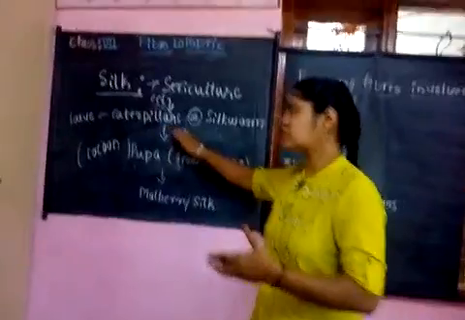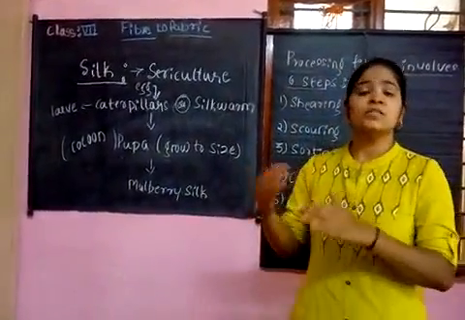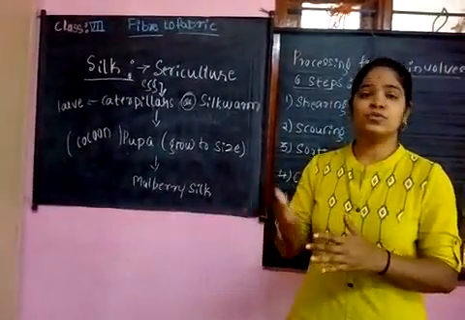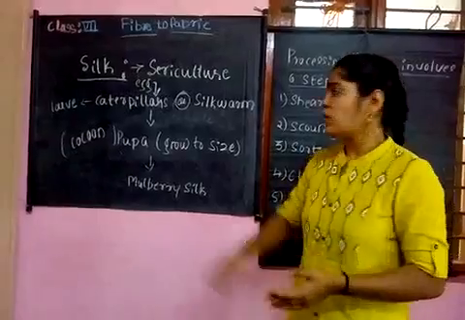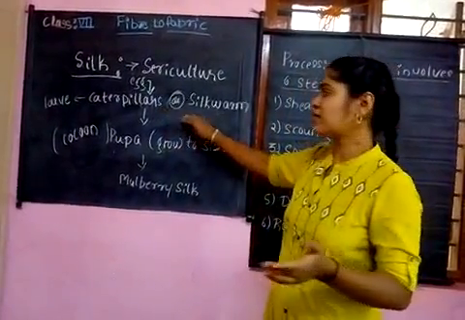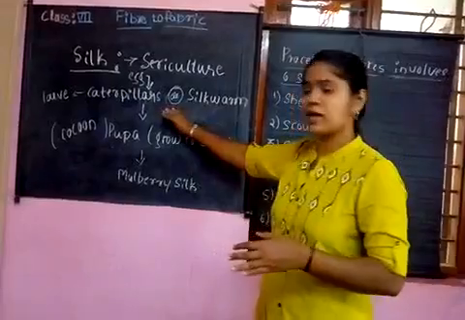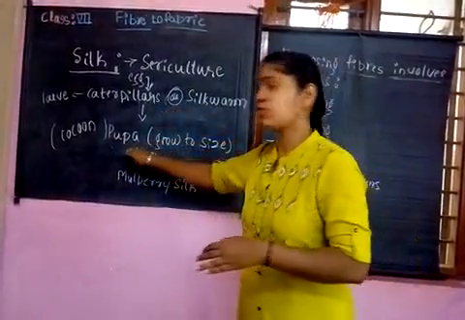In this larva stage, these caterpillars or silkworms spin the silk fibers, which are a useful form of silk. Okay, this is the larva stage of the silk moth, that we call caterpillars or silkworms. After this larva stage, there is the formation of a pupa.